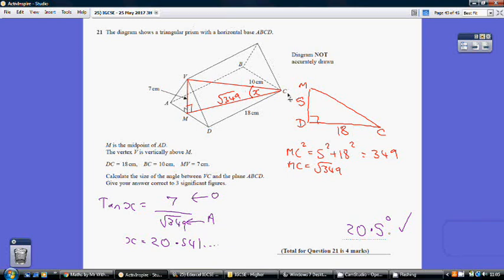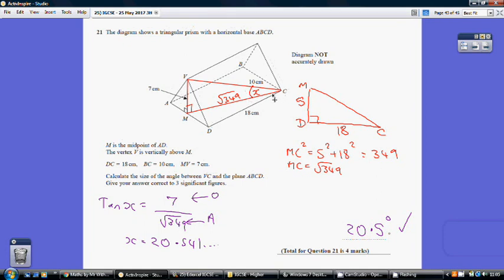So at the end of the day, we're trying to find out this angle here between V and C and M. So that is the two-dimensional right-angled triangle that we're working towards, trying to find out this angle here, which I've marked X. So as things stand, I know the height of this triangle is 7, but I don't know either the hypotenuse or the base MC.